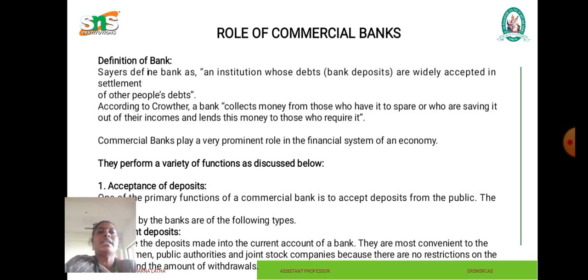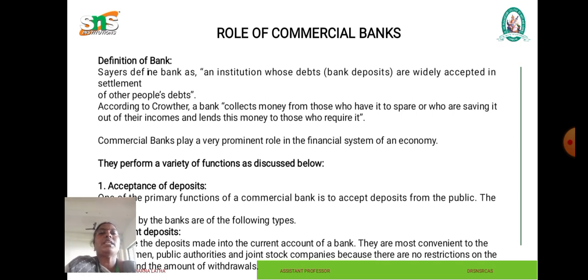Now we can see the definition of bank. Sayers defines bank as an institution whose debts are widely accepted in settlement of other people's debts. According to Crowther, a bank collects money from those who have to spare or who are saving it out of their economies and lends this money to those who require it.